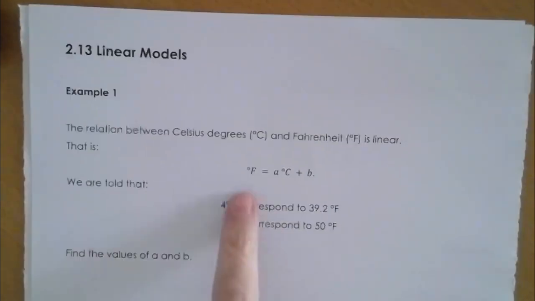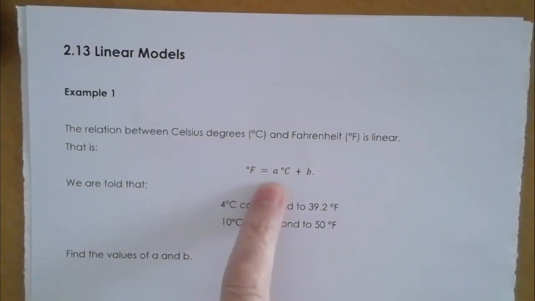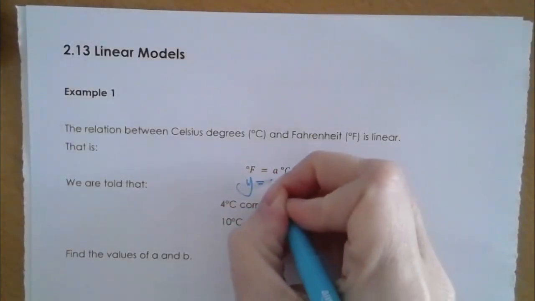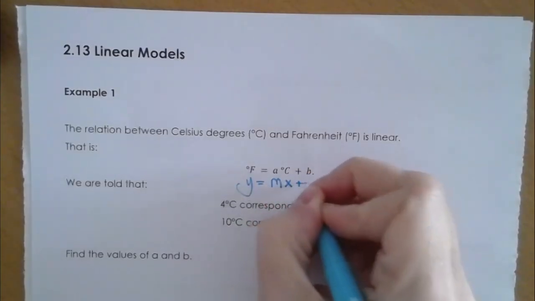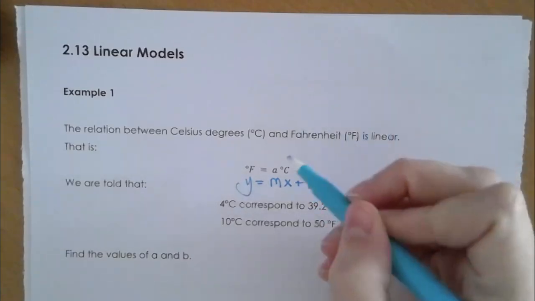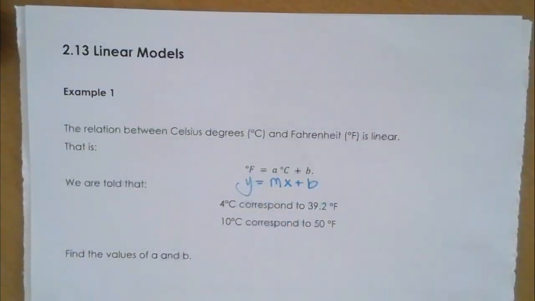That is, we've got this basic equation that we can follow, and notice that this looks a lot like our y equals mx plus b. They just use different letters. So this is where our y would be equals mx plus b. So our input, our independent, is Celsius. Our output, our dependent, is the Fahrenheit. But it lines up just like our y equals mx plus b.